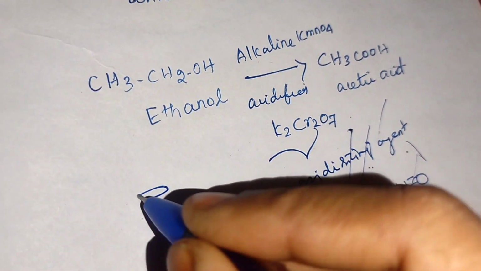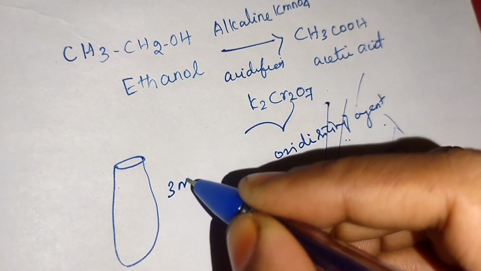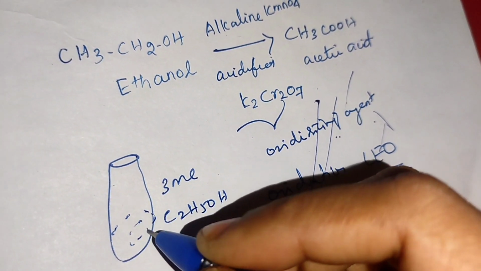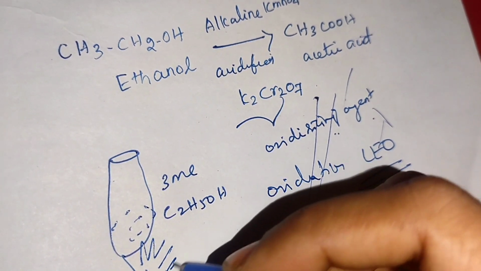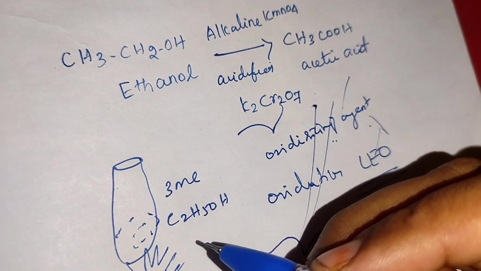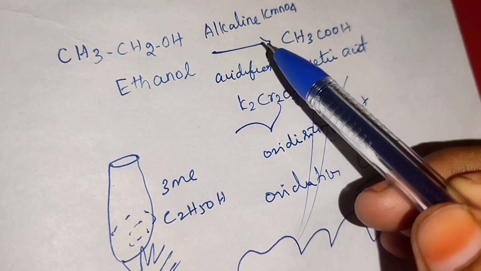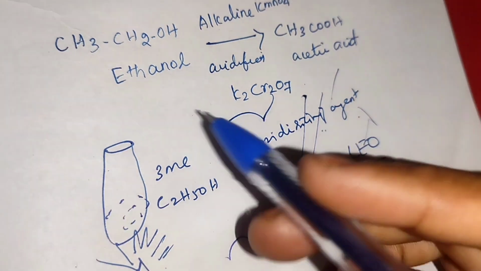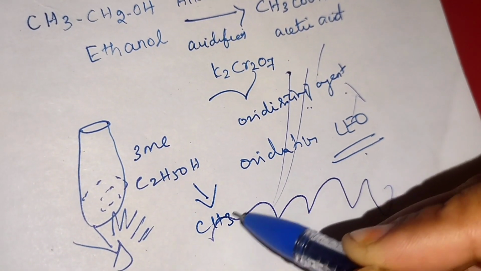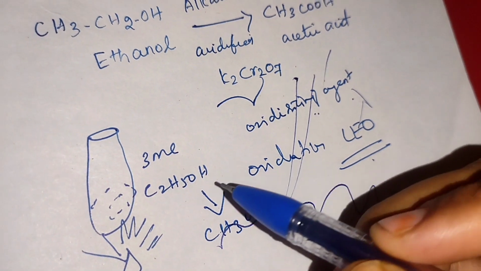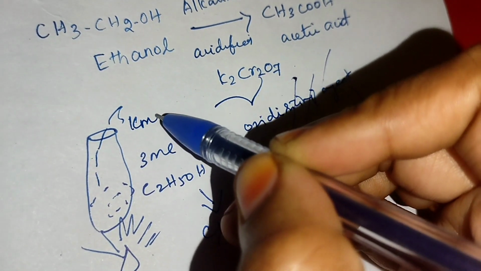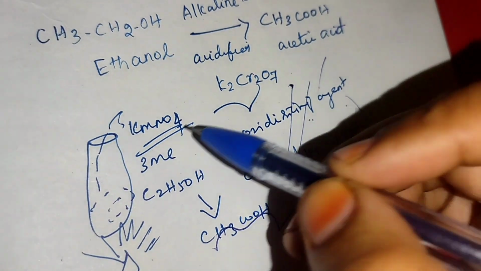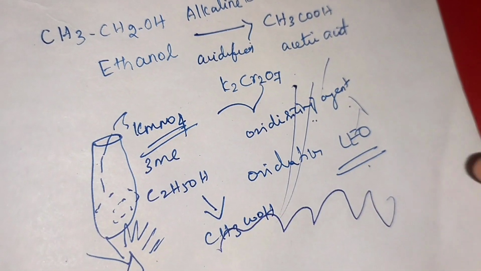Here in a test tube, 3 ml of ethanol we are taking, and we are heating this ethanol solution. Drop by drop I am adding the oxidizing agent. What oxidizing agent did I say? KMnO4. So I am adding this KMnO4 drop by drop. Then this ethanol is converted into acetic acid. Why am I using the oxidizing agent? This oxidizing agent will help to lose the electron and to form an acid.